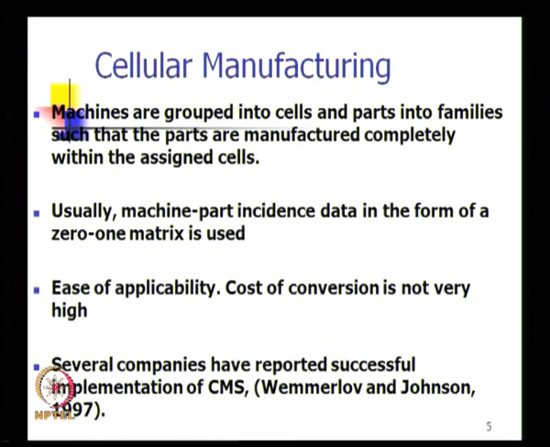Also, several companies have reported successful implementation of cellular manufacturing. Now, there is a reference to this paper by Wemerlow and Johnson, which appeared in 1997, which surveyed successful implementation of group technology or cellular manufacturing, where they have reported several instances of successful implementation, particularly in the Western countries and United States. In this lecture, we will also see some examples of companies in India that have applied this technique.